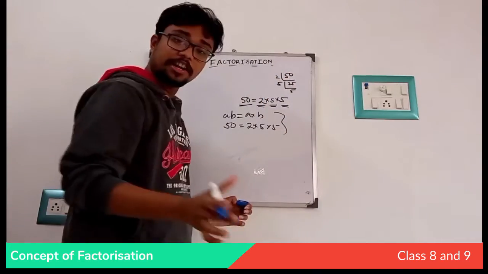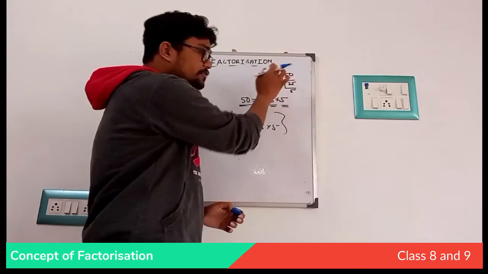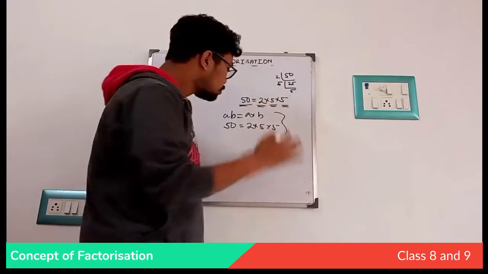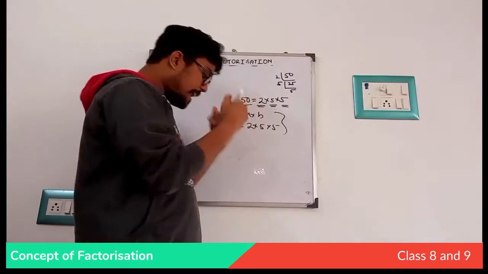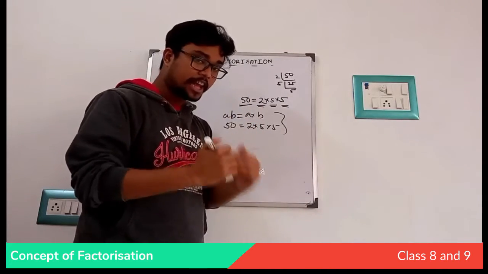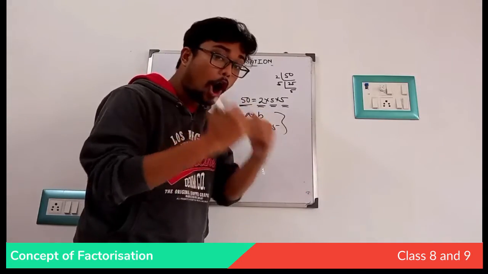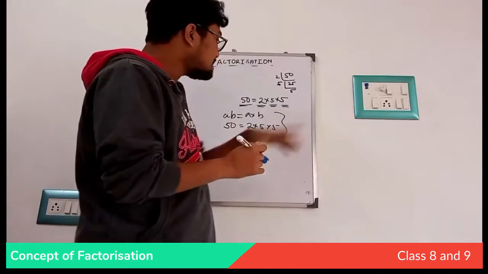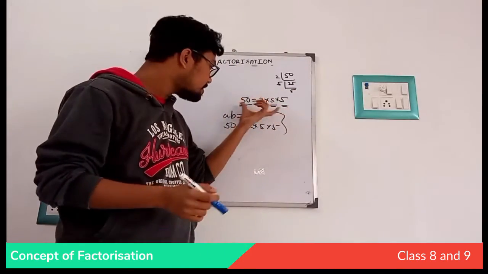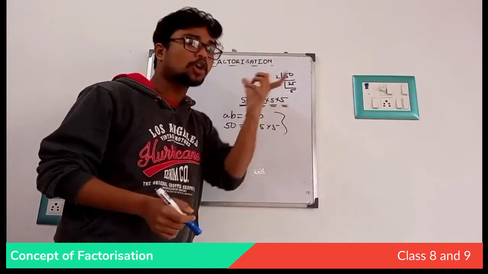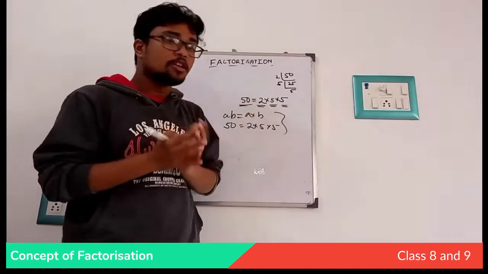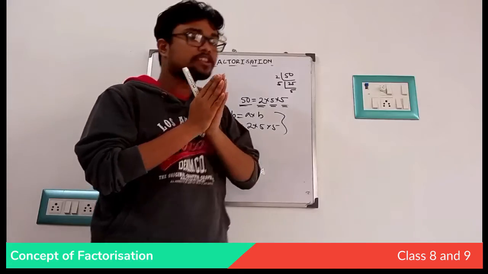First of all, what did I do? First, I factorized 50 and got 2 into 5 into 5, or A into B. So I have told that when any expression is written as a product of two or more expressions, it is called factorization. So this is the basic factorization method. This concept will be classified further in various steps. This is the definition of factorization.